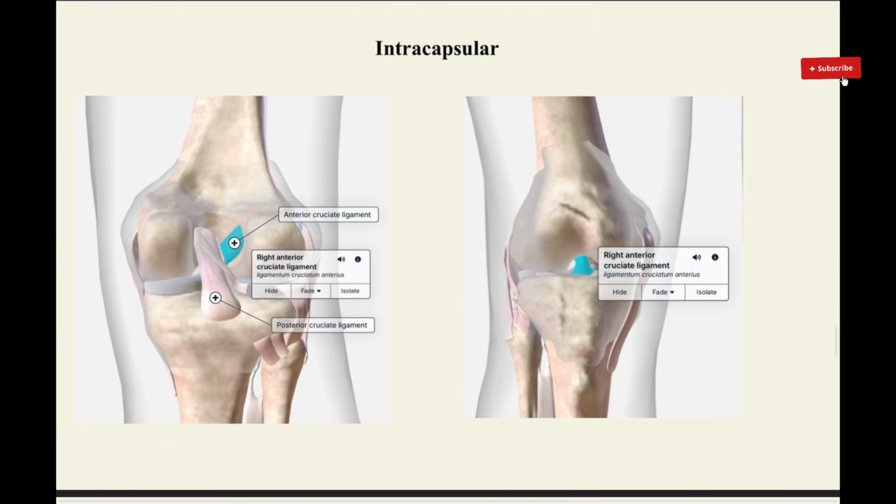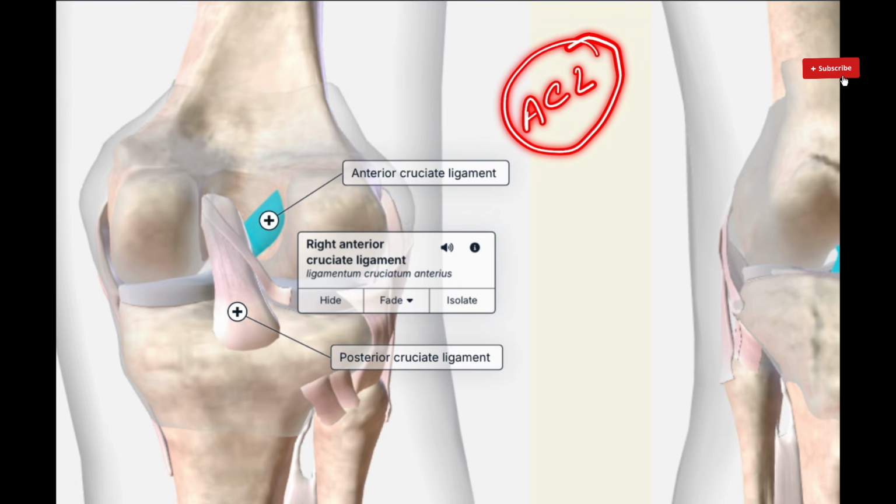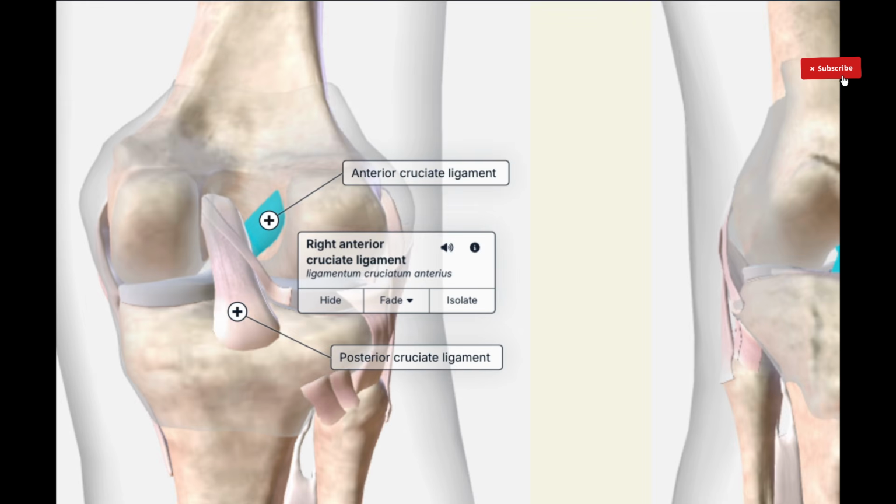Now we are going to talk about the intracapsular ligaments, which are present inside the joint. Here we are looking at the knee joint from the posterior aspect again. First, this thick band coming like this is your anterior cruciate ligament, also known as the ACL. And posteriorly, as you can see, this is your PCL, the posterior cruciate ligament.